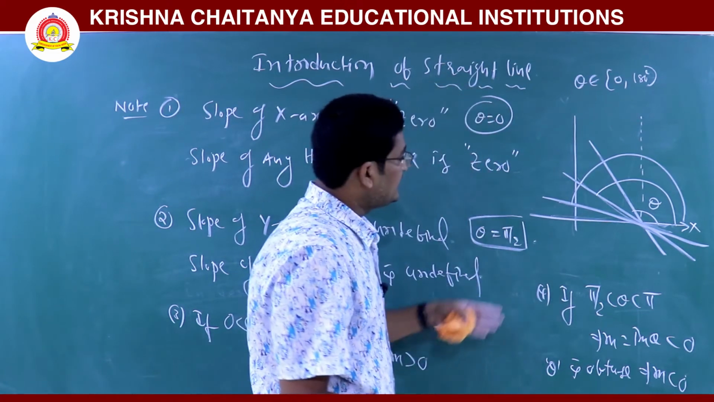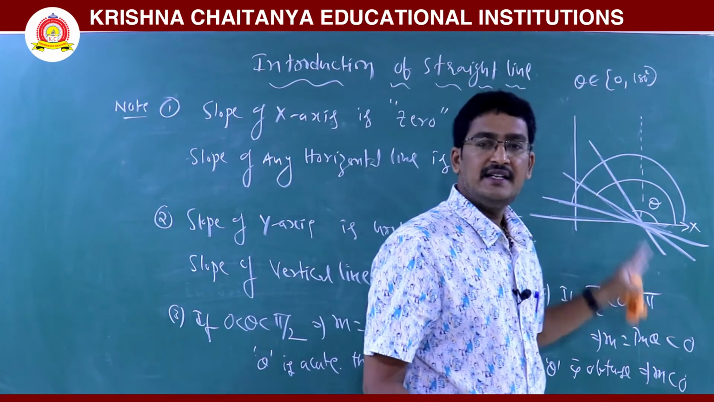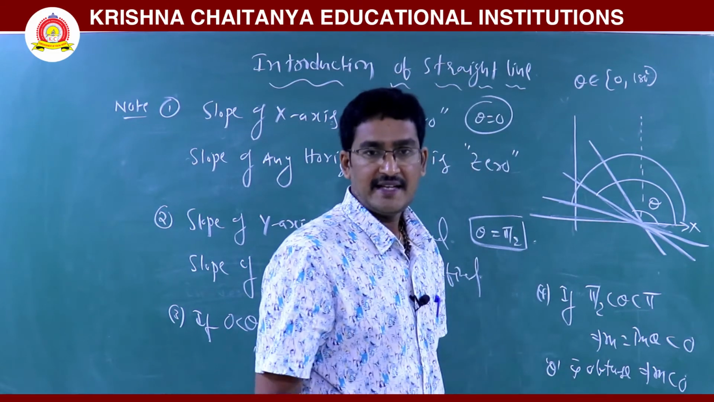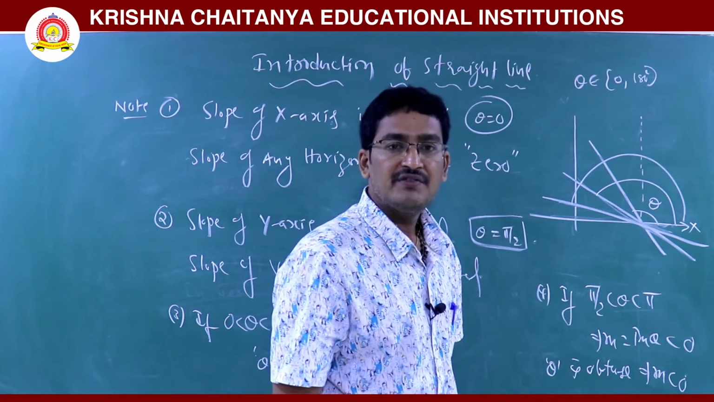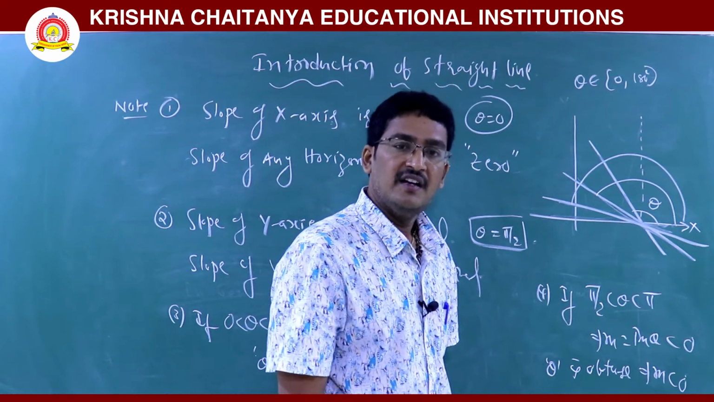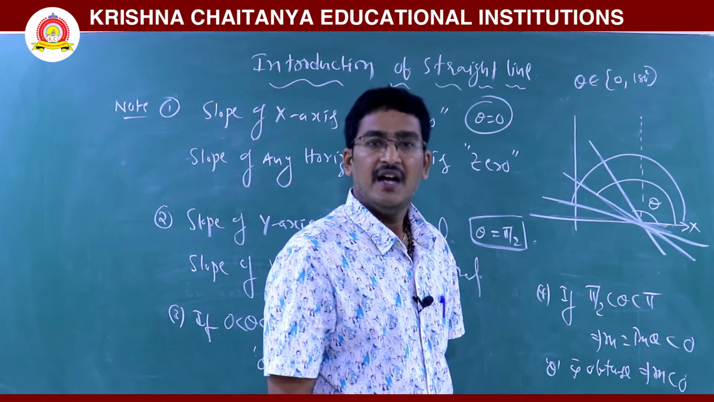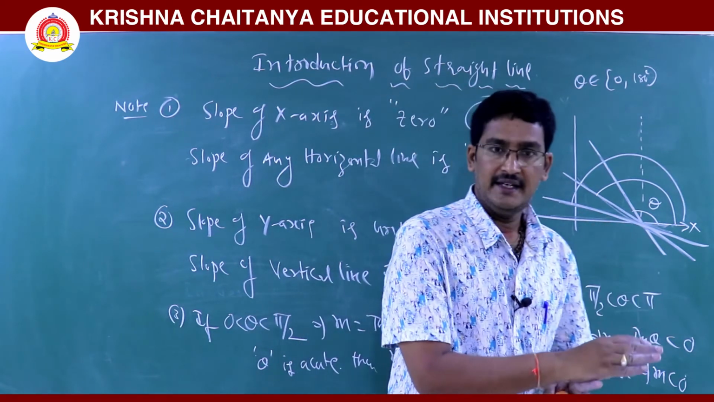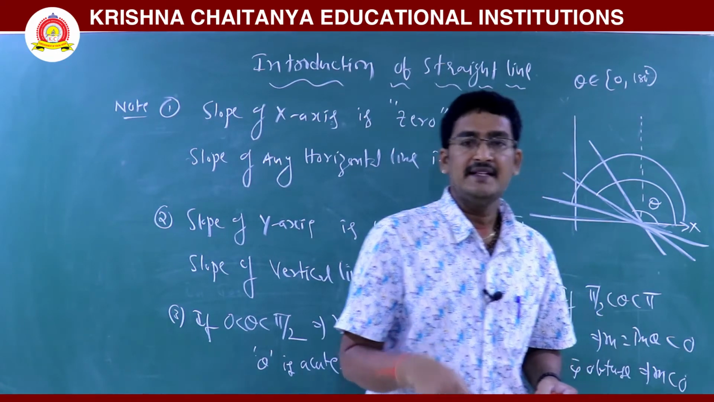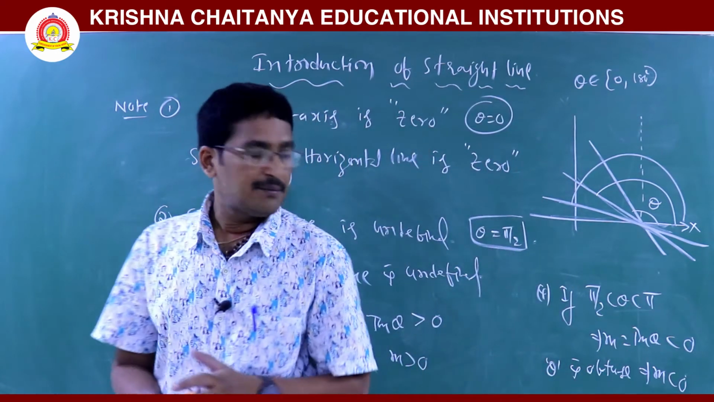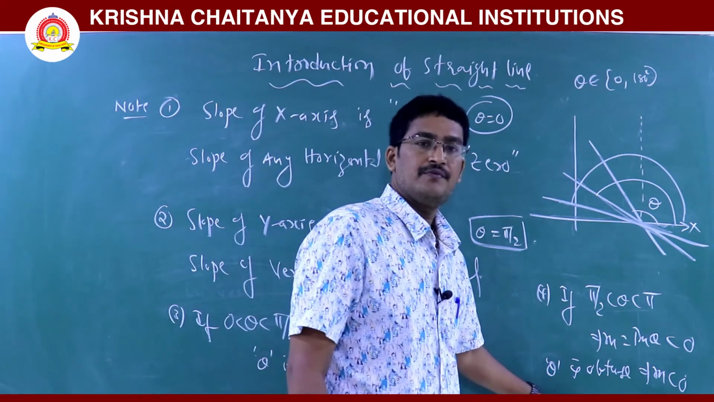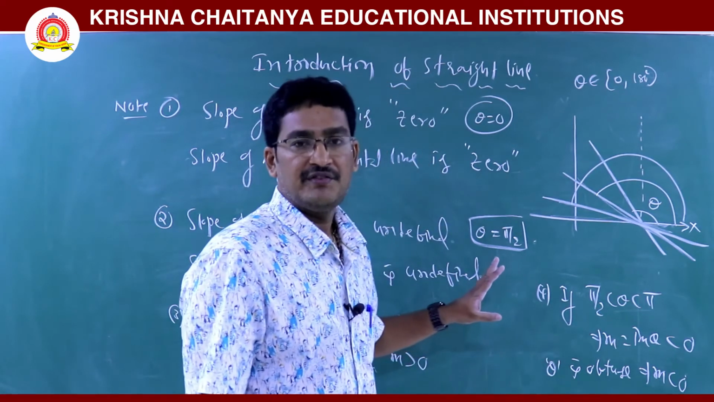Okay, after that, if theta is 90, then the line should be vertical or the y-axis. At that time, the slope of the line, or slope of the y-axis, is undefined. After that, if theta is more than 90 and below 180, that means if theta is obtuse, then the slope is negative. That is something about the slope of the straight line.